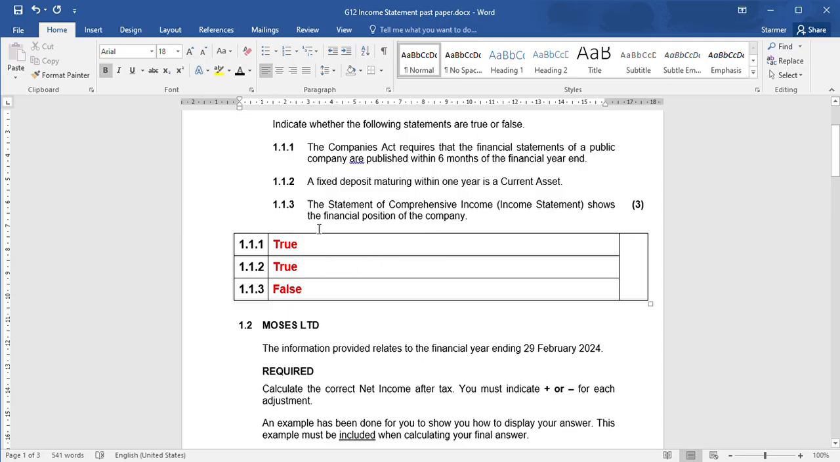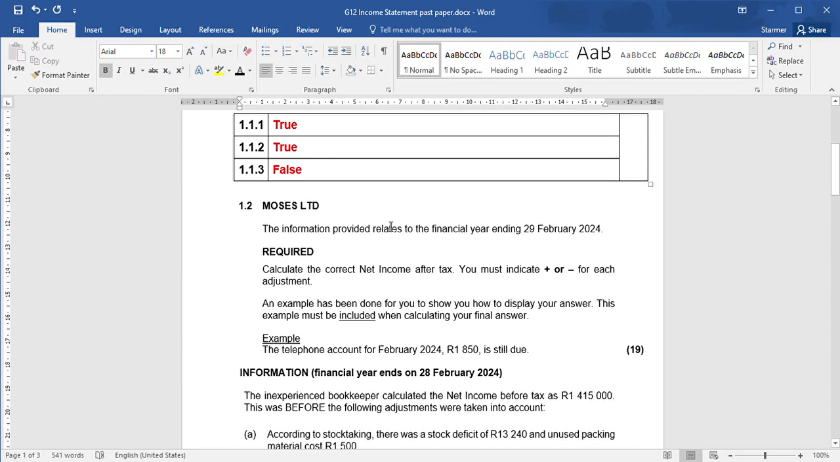And then the statement of comprehensive income, which is another name for the income statement, shows the financial position of the company. That is false. Your income statement shows how much profit you have made. It's your balance sheet that shows the financial position of the company.